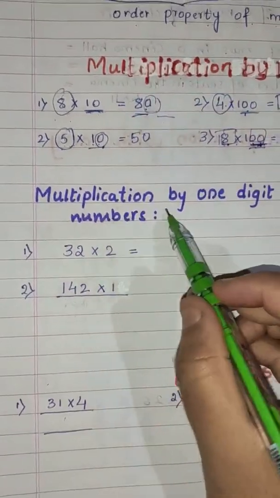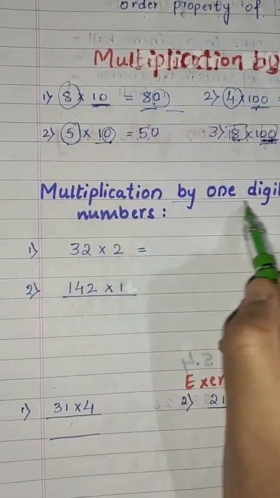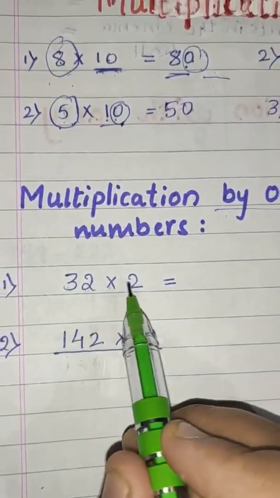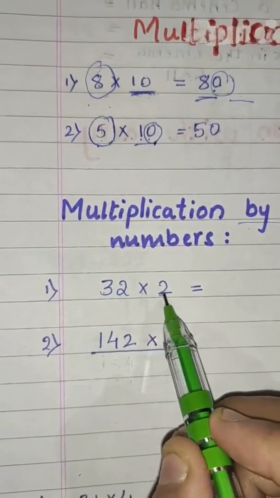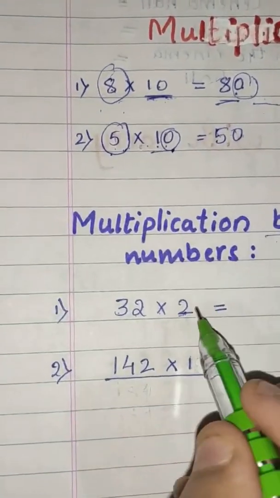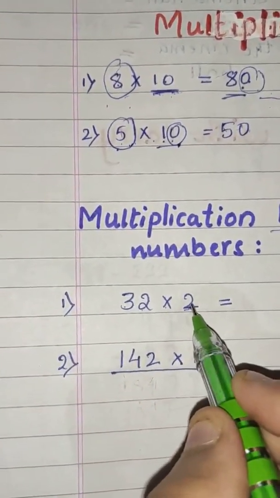Right? So here, multiplication by 1 digit. First we'll do this one. Multiplication by 1 digit. Here you can see 32 into 2. We are having only one digit here, right? So first let's do it. Now you tell me how to do this.